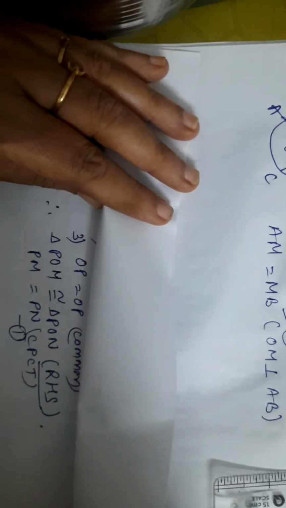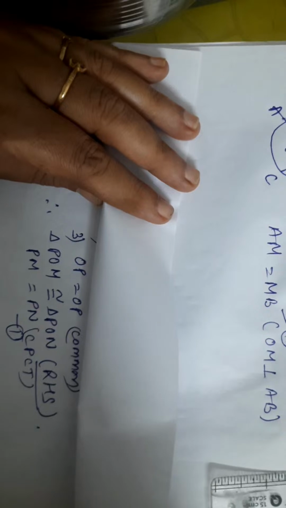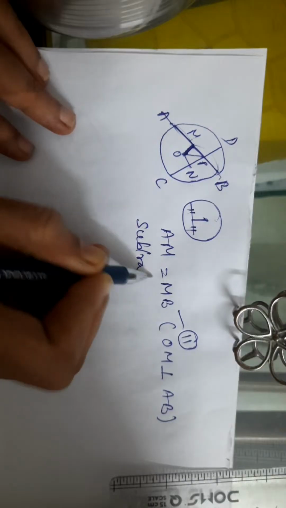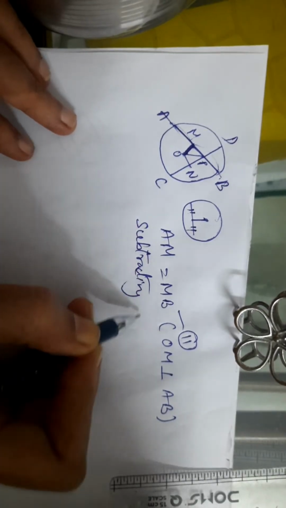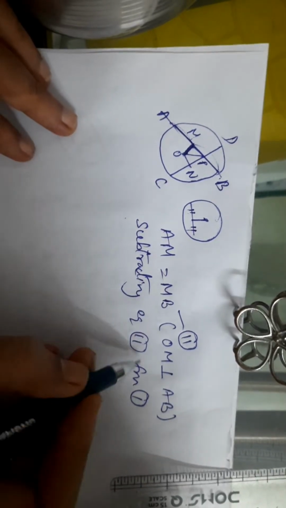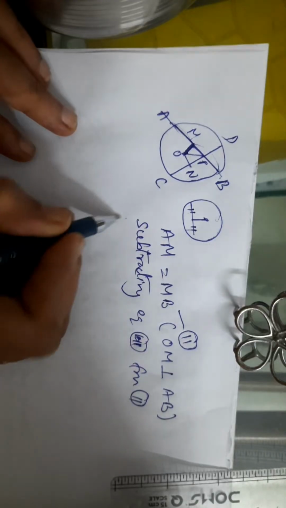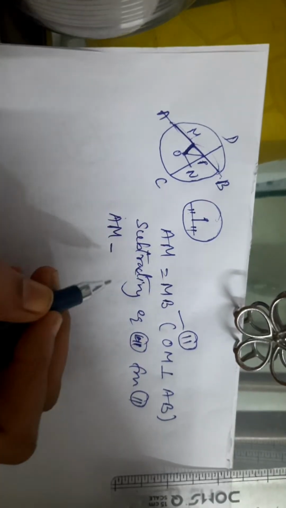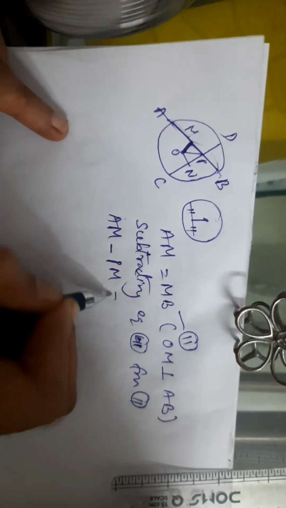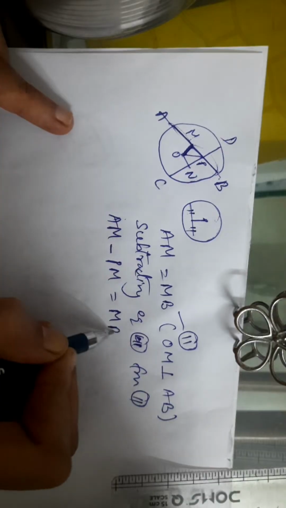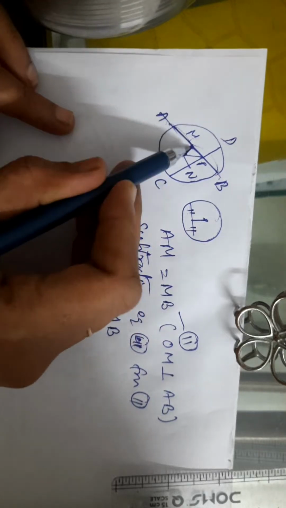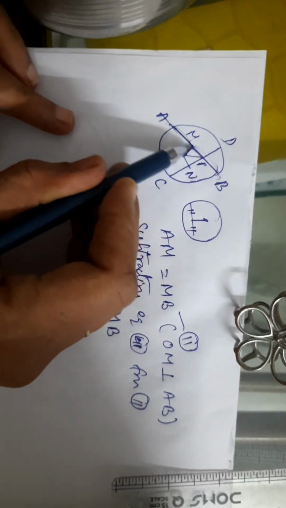If we subtract both the equations, we can come across the part. So here subtracting equation 1 from 2. So AM minus, here we got it as PM. And the same way BM. So when we drop the perpendicular, these two chords were equal. So this part we subtracted.